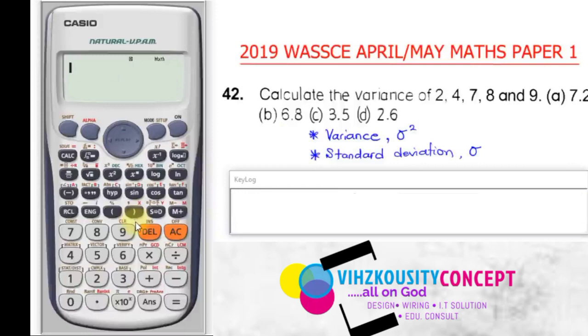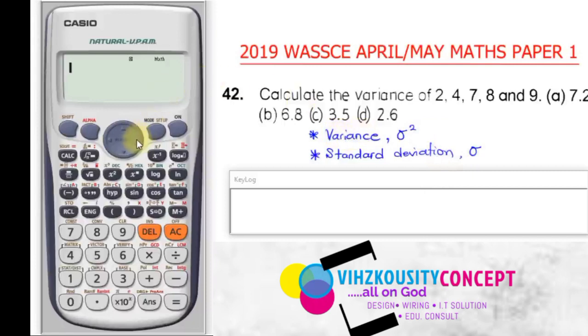And now with question number 42, we have come to statistics from our questions. And here we are told to calculate the variance of 2, 4, 7, 8, and 9. All we need to know is that variance is actually the square of the standard deviation. So if we can get the standard deviation, definitely we can get the variance, because once we get the standard deviation, we can just raise it to the power of 2, and that will give us variance directly.